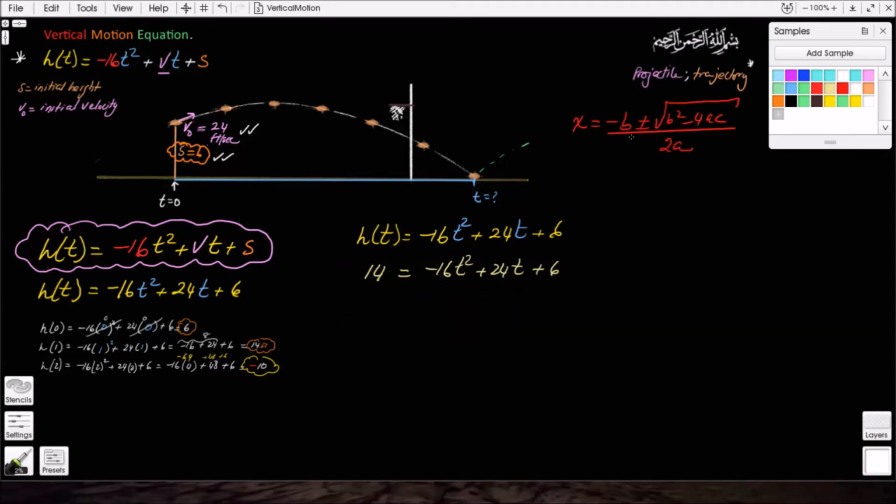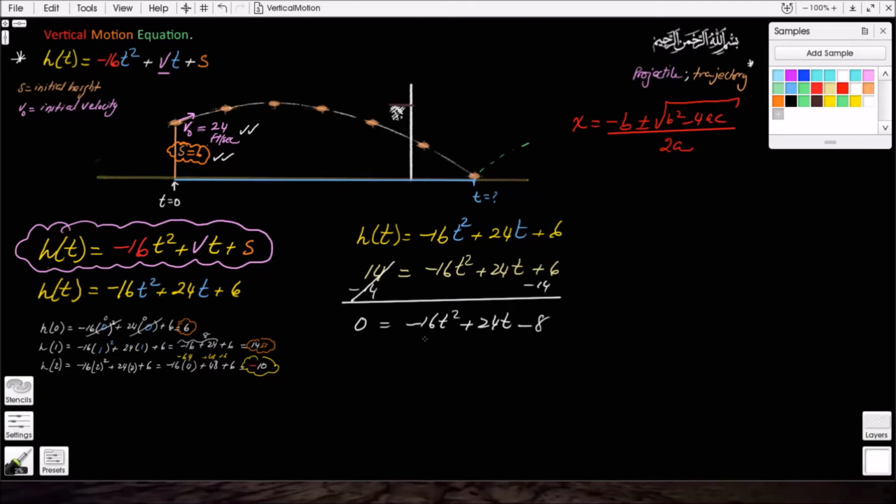So here it is, I've written it out for you. The first thing I'm going to do is subtract 14 from both sides so I can get it to be 0, right? So the quadratic formula can be used then. So I get 0 = -16t squared + 24t - 8, right? That's going to be -8, correct? Okay, now you could use the quadratic formula.